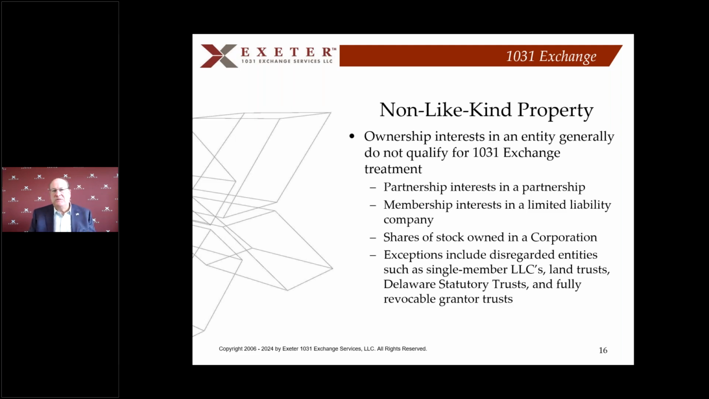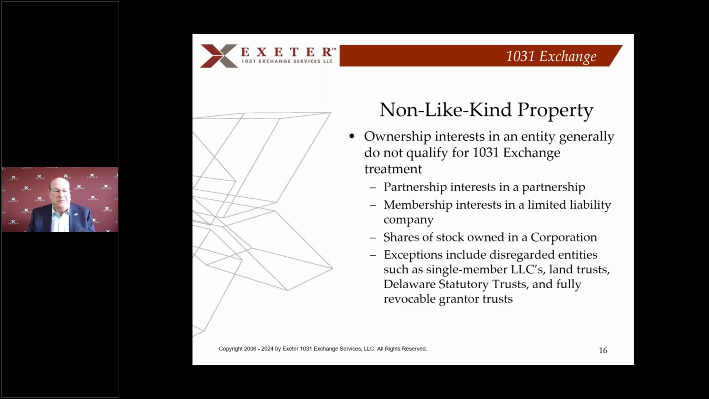Most people nowadays are using LLCs. So let's say you get 3 or 4 or 5 investors together. You set up one LLC. The LLC goes out and buys property. Maybe it's multifamily. You hold it for, I don't know, 5 years or so as investment property. You sell the property. You set up a 1031 exchange. You go to buy replacement property in the same LLC. And the lender says, nope, I will not lend in an LLC.